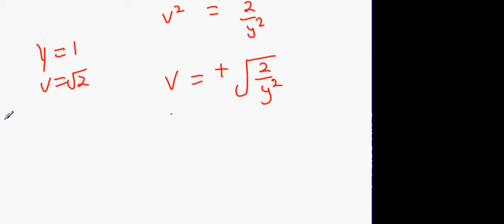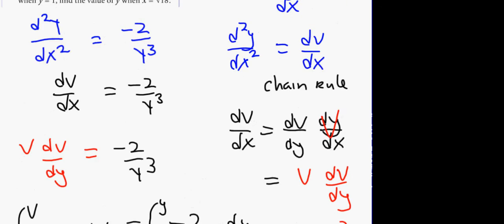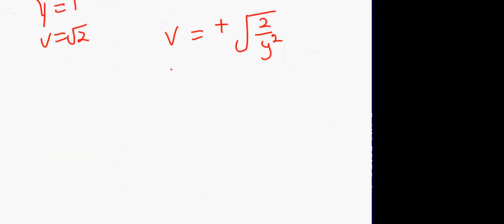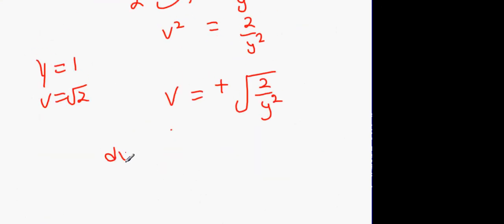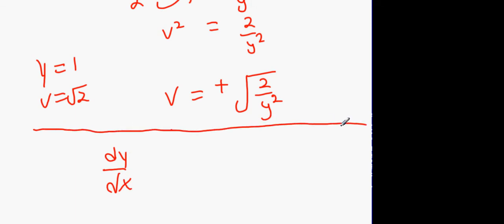We now know that we let v be what? What did we say v was? V was dy dx. So dy dx, this is phase 2 of it. We've just completed phase 1. Phase 2 is root 2 over y squared.